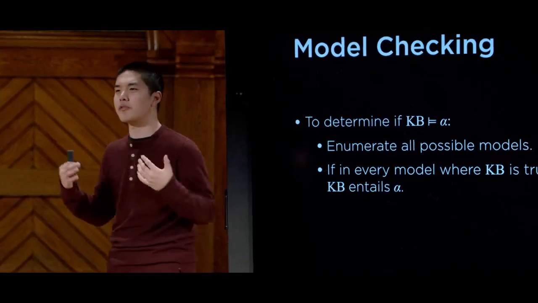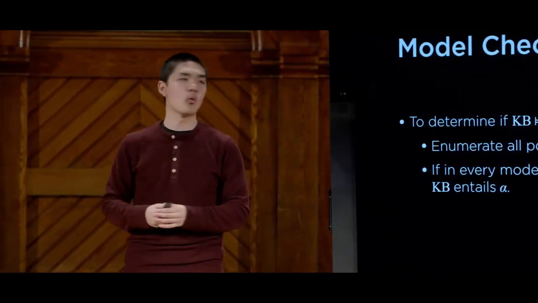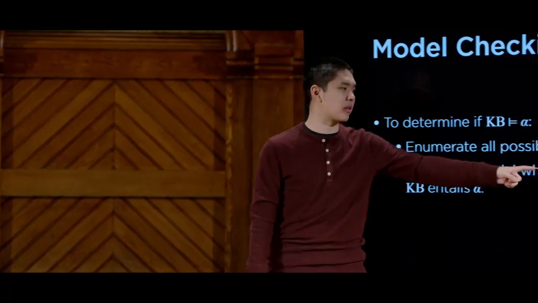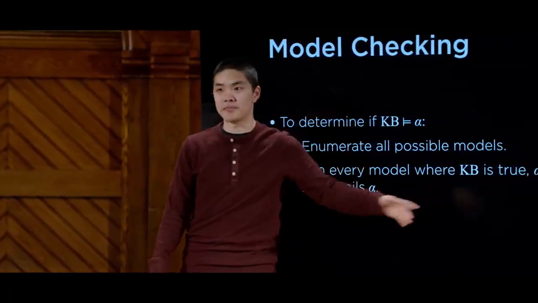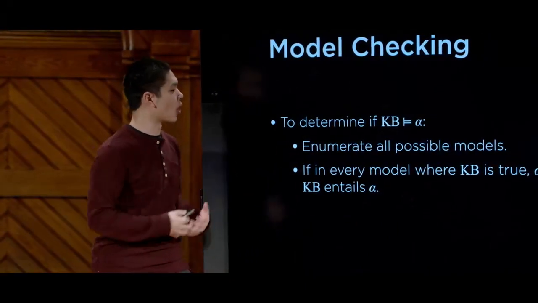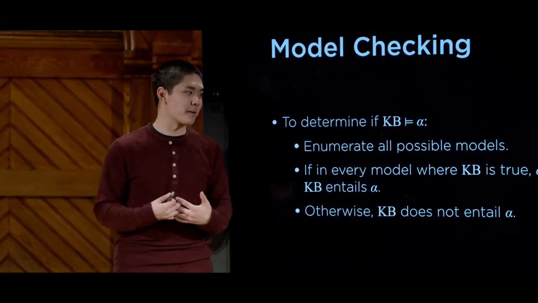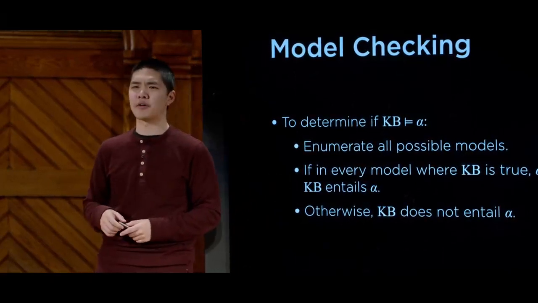And so this is going to form the foundation of our model checking algorithm. We're going to enumerate all of the possible worlds and ask ourselves, whenever the knowledge base is true, is alpha true? And if that's the case, then we know alpha to be true. And otherwise, there is no entailment. Our knowledge base does not entail alpha.